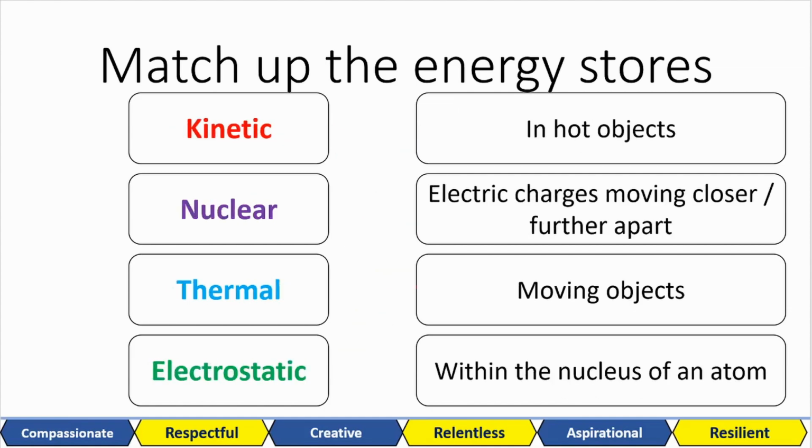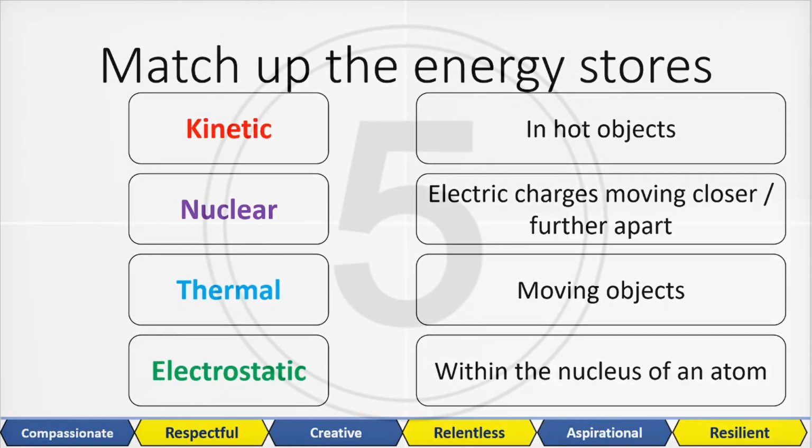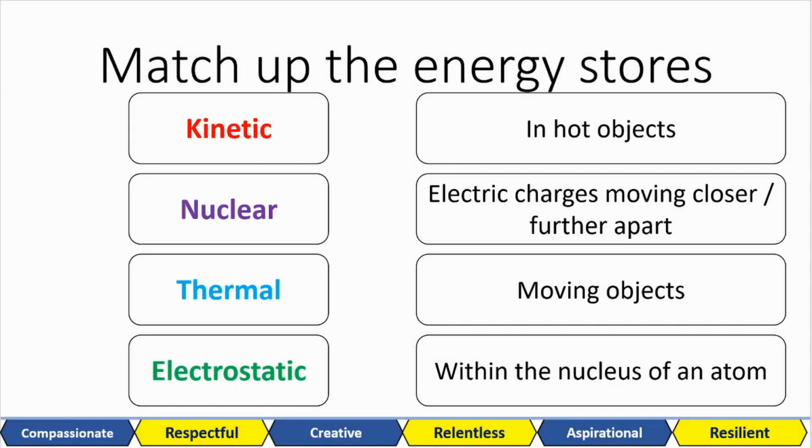Now I have the other 4. Do your thing. Kinetic, moving objects. Nuclear, within the nucleus of an atom. Thermal, inert objects. Electrostatic, electric charges moving closer or further apart from each other.